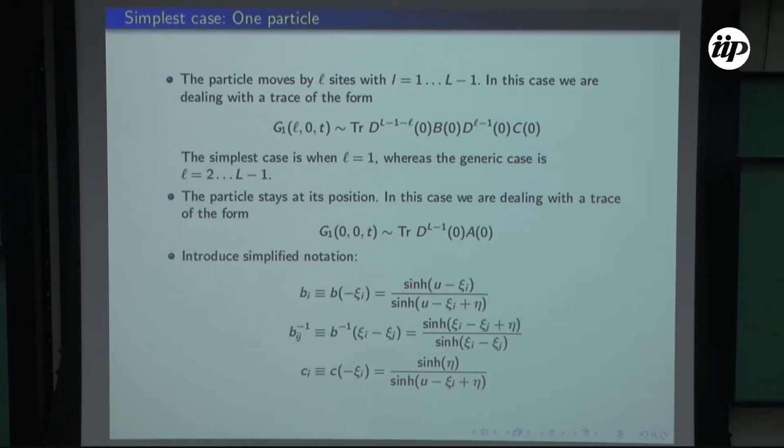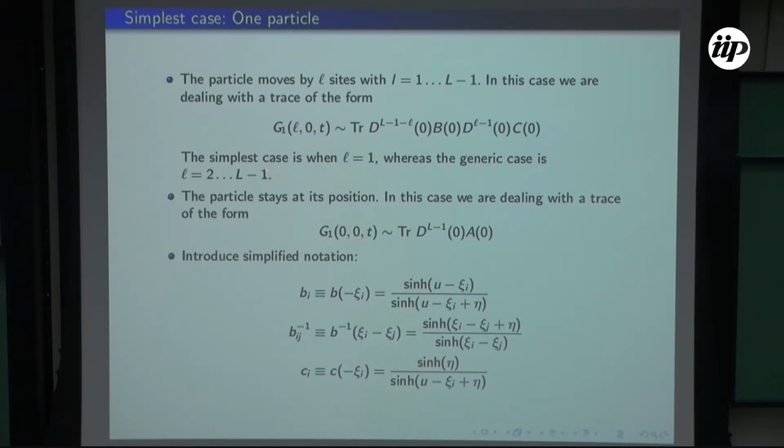And then let's look at the one particle case. I have like 25 minutes. Okay, so let's look at the one particle case. It's pretty simple, but this is of course the easiest case, but you can see how it works in this case.